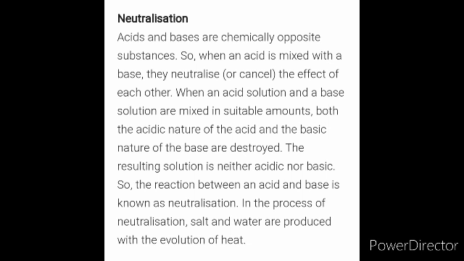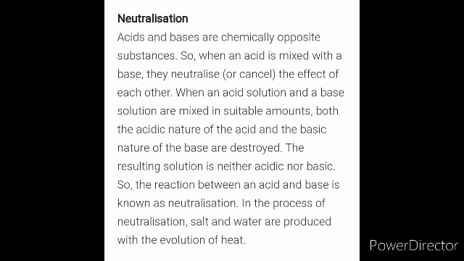Yes, we all know if we mix opposite requirements with each other, then of course they will cancel each other. So the resulting solution is neither acidic nor basic. Yes, of course, when an equal amount of acid and an equal amount of base are mixed, they will cancel each other's effect. So the nature will also be destroyed, and the resultant will neither be acidic nor basic. So the reaction between an acid and a base is known as neutralization.